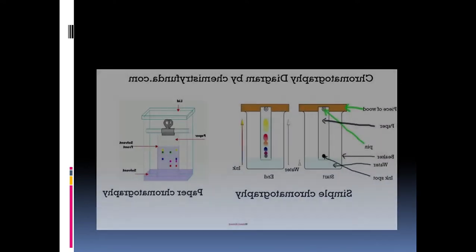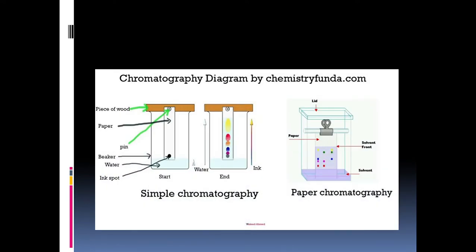Then another clear example of chromatography is this one. So this is simple chromatography and paper chromatography. In simple chromatography, it is not that advanced, but in paper chromatography, all that I said in the important factors section is included.